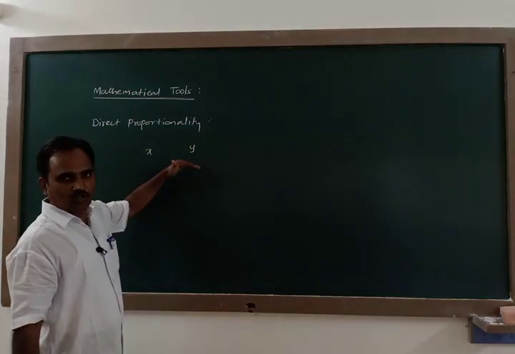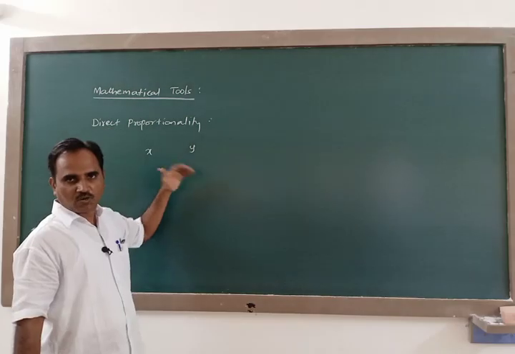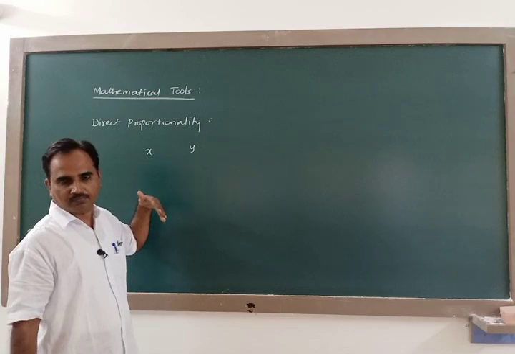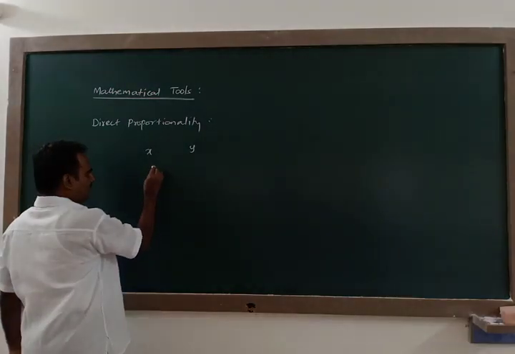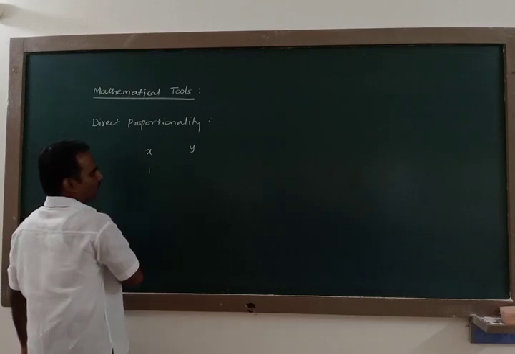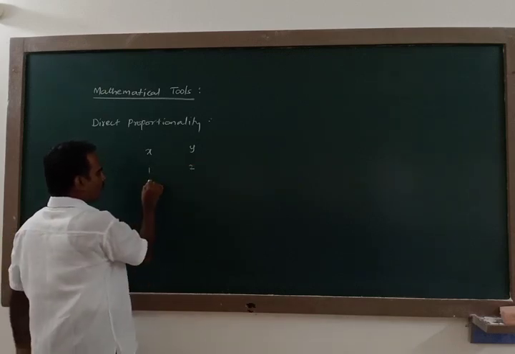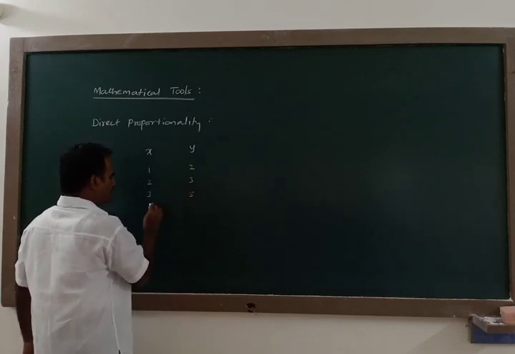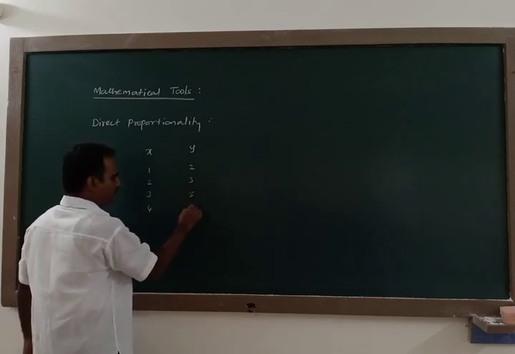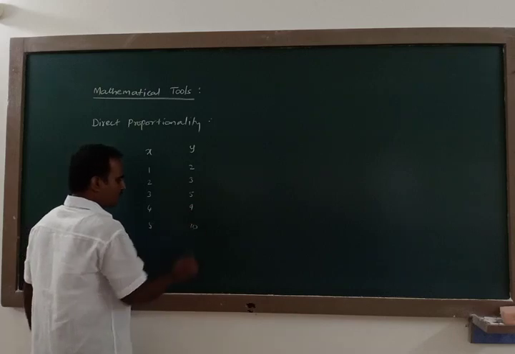Here I have taken two arbitrary physical quantities, x and y. Say when x takes these values: when x is 1, y is 2. When x is 2, y is 3. When x is 3, y is 5. When x is 4, y is 9. When x is 5, y is 10.